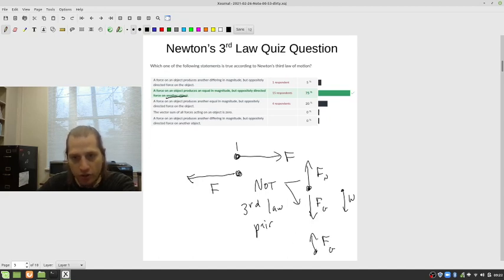So these both do have Newton's law pairs, where there's a force of the surface on the object and the object on the surface, and then the gravitational force of the object on the Earth and the gravitational force of the Earth on the object. But they are not on the same object. The paired forces have to be on different objects.